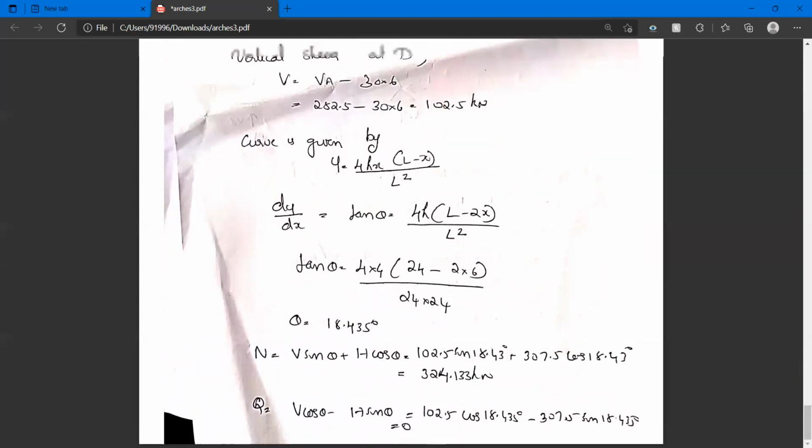You can find out theta from that. Once you find theta, N is equal to what? N is the normal thrust, V sin theta plus H cos theta. What is V? V is the vertical shear at the required section. And Q is the radial shear, and that is equal to V cos theta minus H sin theta.